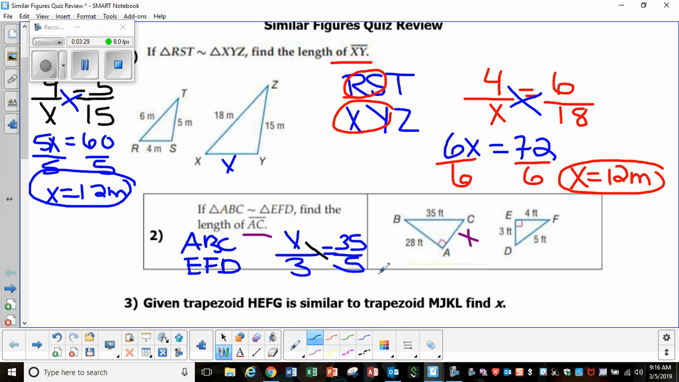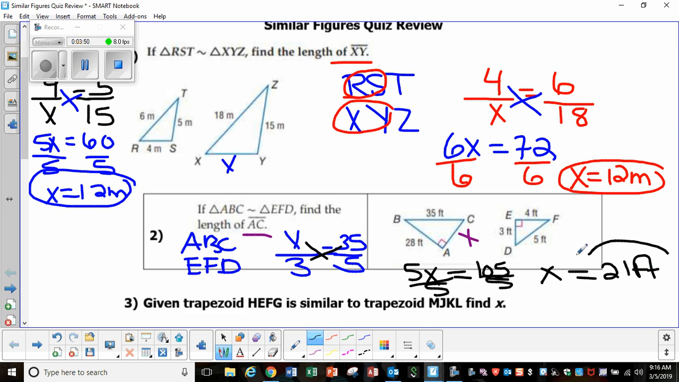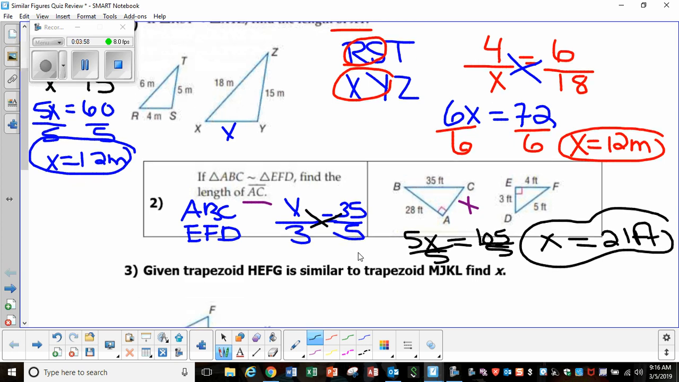So 5 times X is 5X. And 35 times 3 is going to give me 105. And then I'm going to divide each side by 5, and I'm going to find that X equals 21 feet. Okay? Again, if you didn't use 35 and 5, you could have also used the remaining corresponding side.